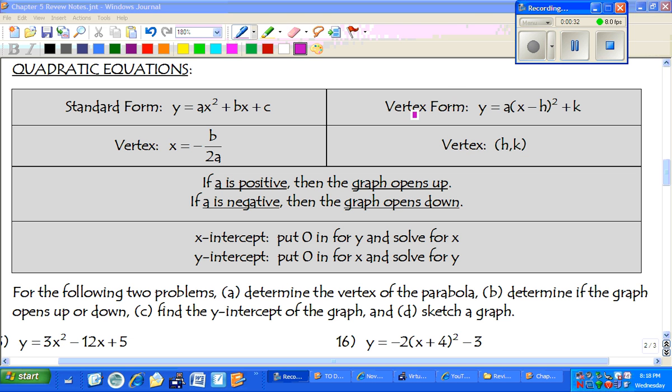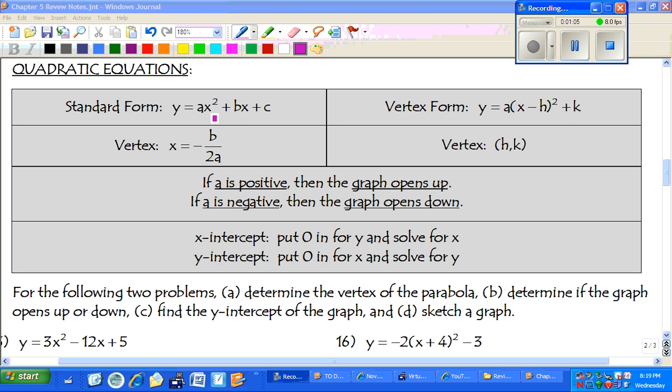To find the vertex from vertex form, remember that's pretty easy. We can tell just from looking at it. That's why it's called vertex form. X minus h, remember our x coordinate of the vertex is always the opposite of what's in here. So if we have x minus h, our x coordinate would be positive h. If this was a plus h, our x coordinate would be negative h. And our y value of our vertex is always the number out here, exactly what you see. So plus k, it's going to be a positive k.